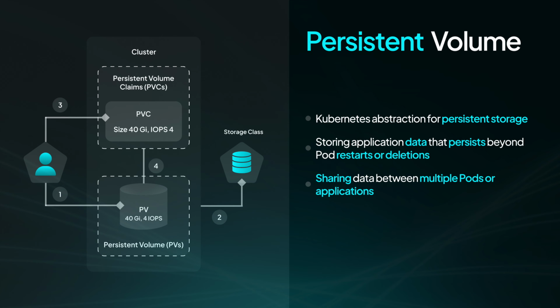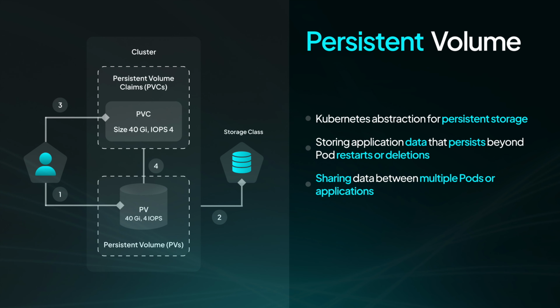A persistent volume claim, or PVC, is how a pod, or rather an application running in a pod, requests a specific amount and type of persistent storage from the cluster. It's like asking for a specific size of a drive. This separation of persistent volumes and persistent volume claims allows administrators to provision storage independently of how applications consume it. The application simply requests what it needs via PVC, and Kubernetes handles the binding to an available PV, often facilitated by a storage class which defines different types of storage.